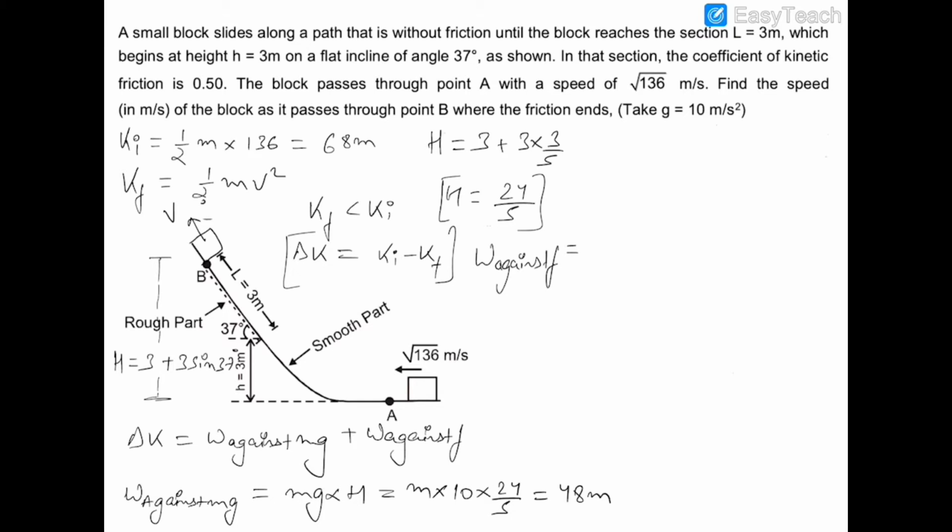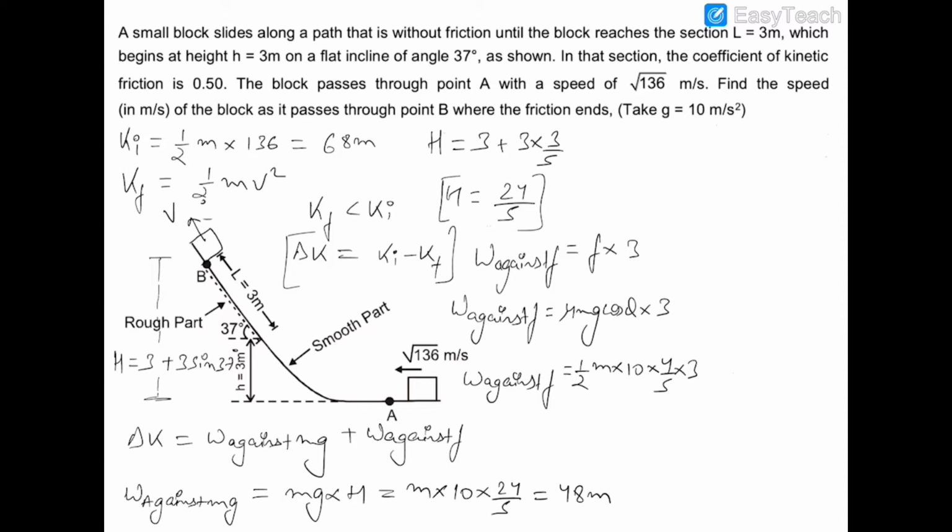The work done against friction will be equal to the friction force F into the distance it has slid in the rough part, which is 3. The friction force will be mu mg cos theta, into 3. So the work done against friction will be equal to mu, which is 1 by 2, into m into g, which is 10, into cos 37, which is 4 upon 5, into 3. So this will be equal to 12 m.